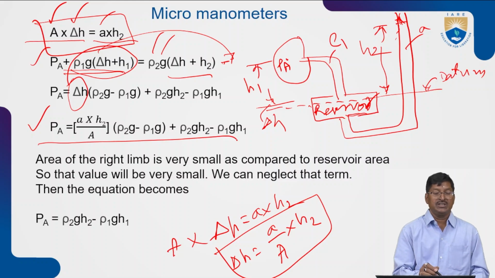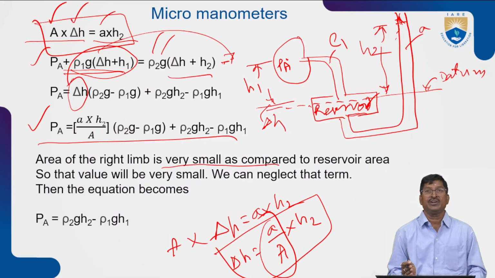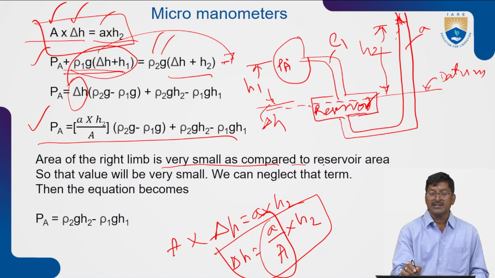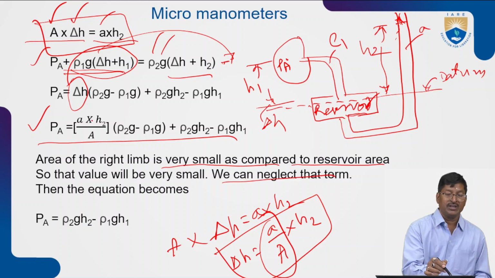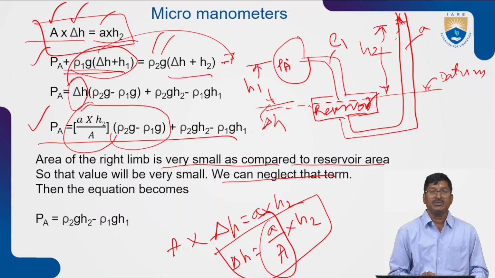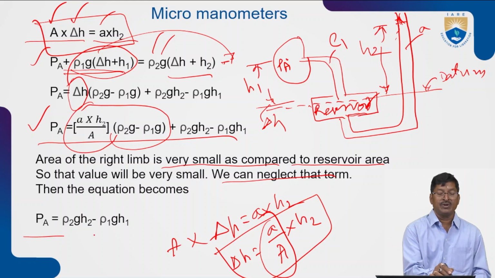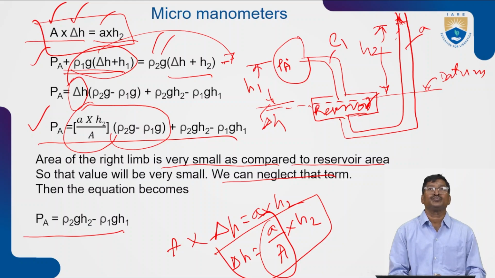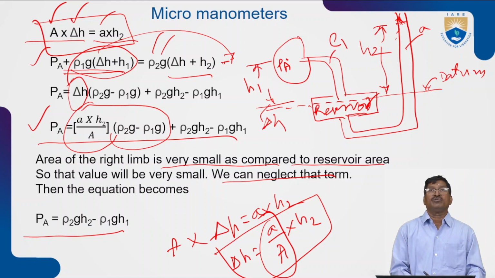But if you see this small a by capital A, it is very, very small. The right limb area is very, very small compared to the reservoir area. So we can neglect that term. What is the term here? a H2 by A into (rho 2 g minus rho 1 g). So this whole term you can neglect. So what is the remaining now? PA is equal to rho 2 g H2 minus rho 1 g H1.